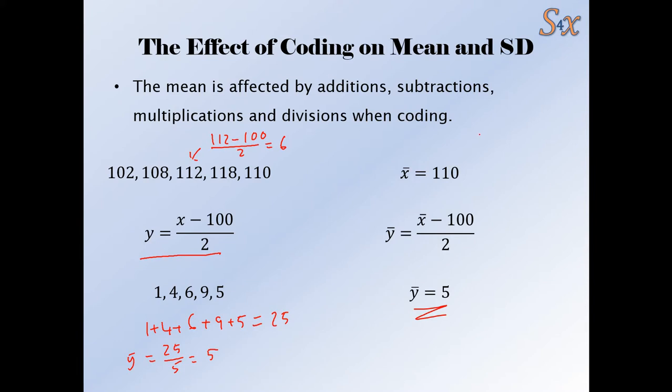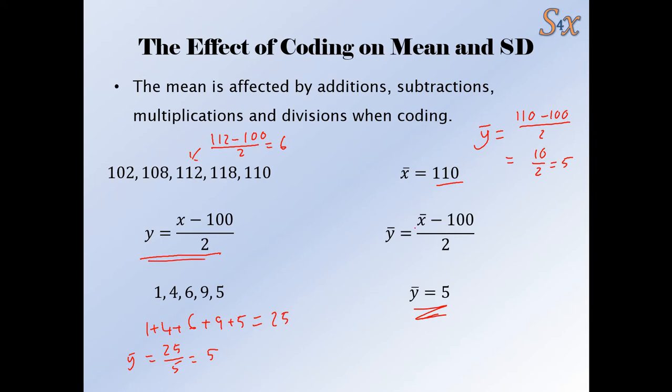So for instance, to find out what the mean of the coded data is, I take the mean of the uncoded data, which was 110, and I just do exactly the same thing to it. I take the 100 off and divide by 2. That gives us 10 over 2, which is 5. So actually I can work out how the mean is going to be affected by doing that coding. I don't have to code it and then work out the mean again.